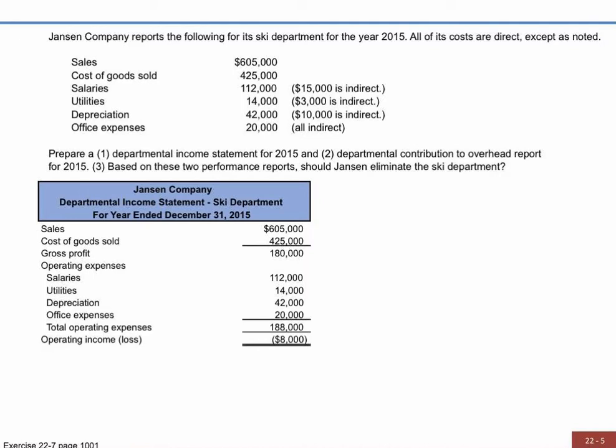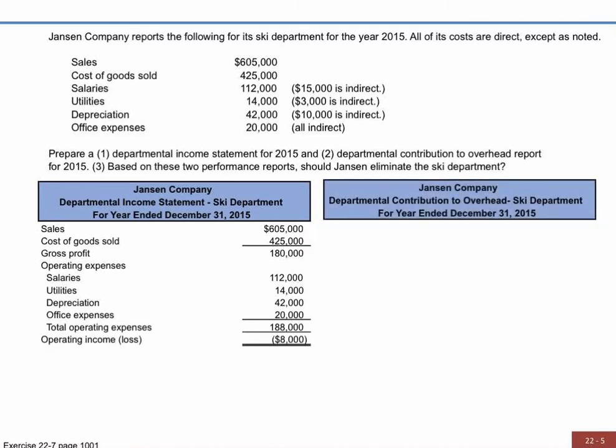Utilities, we're going to have $3,000 of it that's going to be indirect. So even if we shut down the ski department, we're not going to be able to reduce the $3,000. So what we want to do is look at what expenses would be reduced. So we're going to start off the same way with the $605,000 for sales, $425,000 for cost of goods sold, for the gross profit of $180,000.